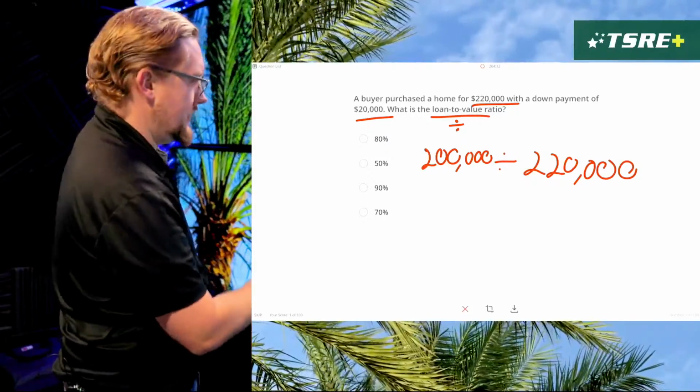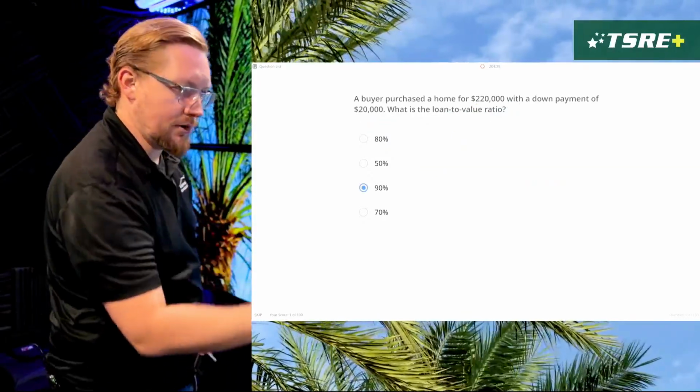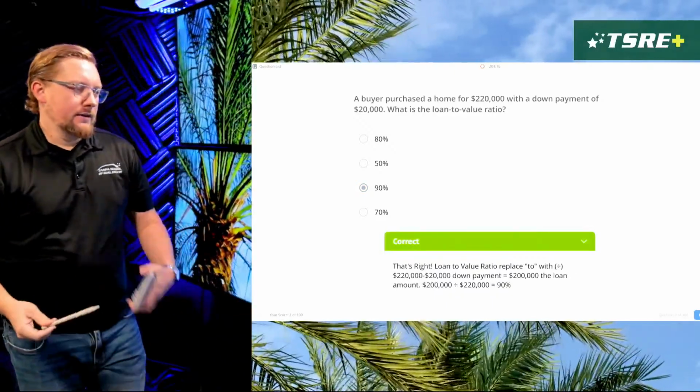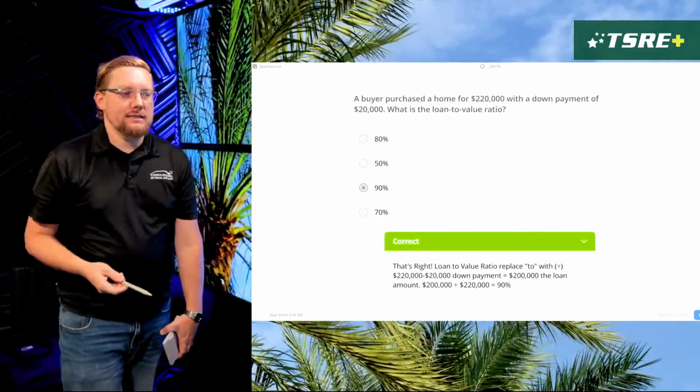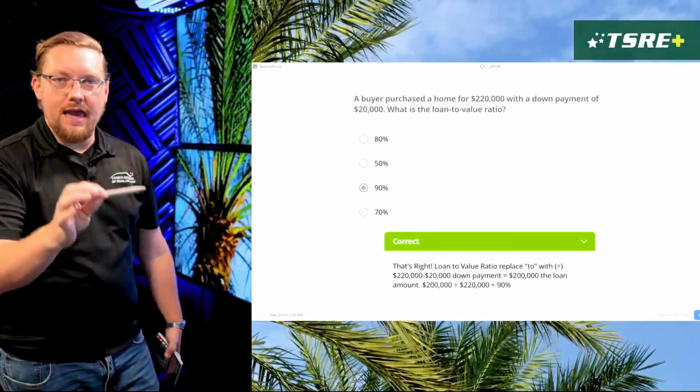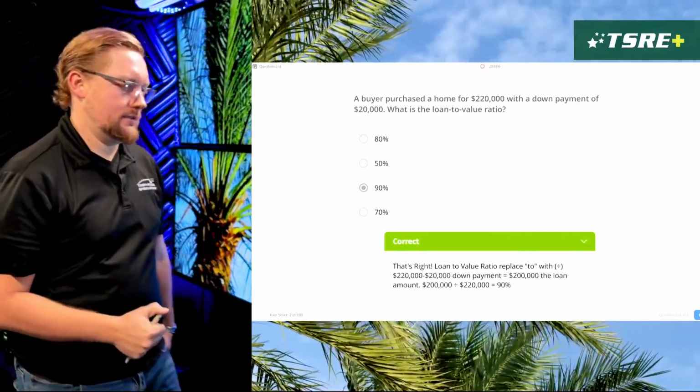Oh, we got to clear off my writing. This smartboard thing adds an extra layer on here. But yeah, so 90%. Key thing, though, is 200,000 divided by 220,000.